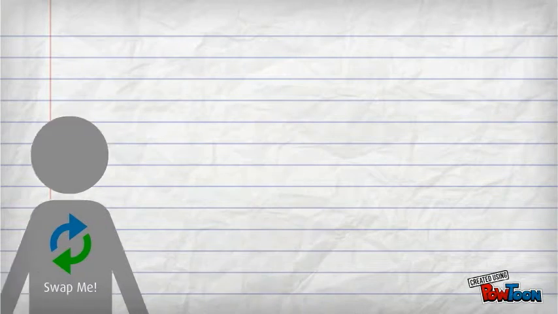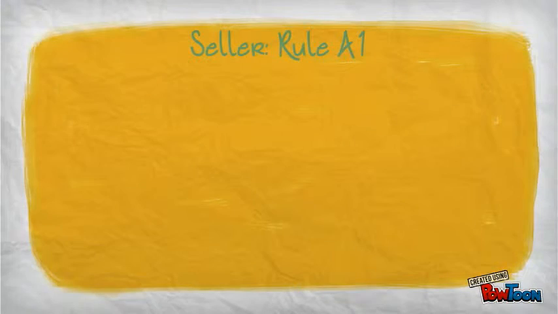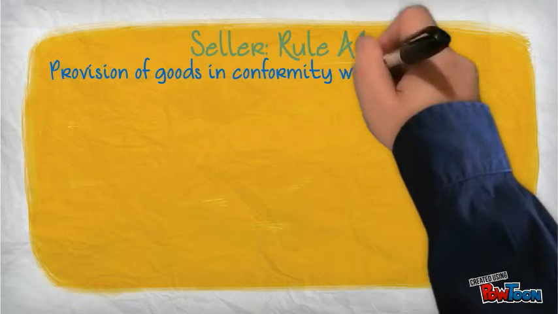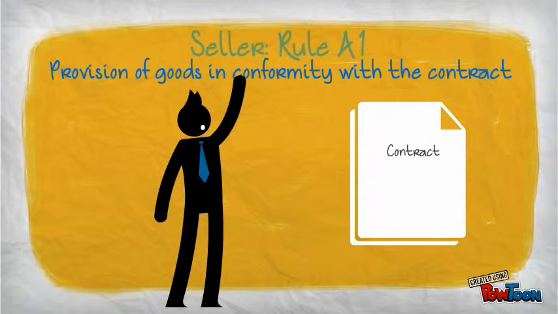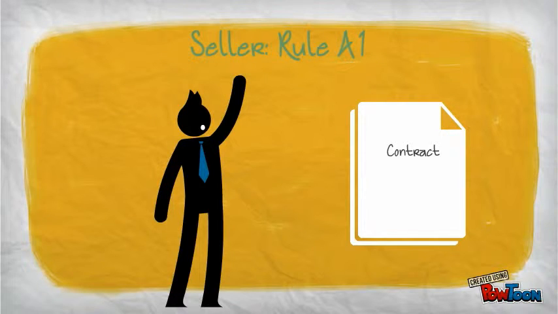Now we are going to talk about the seller's rules. Rule number 1. Provision of goods in conformity with the contract. The seller must provide the goods and the commercial invoice in conformity with the contract of sale and any other evidence of conformity which may be required by the contract.